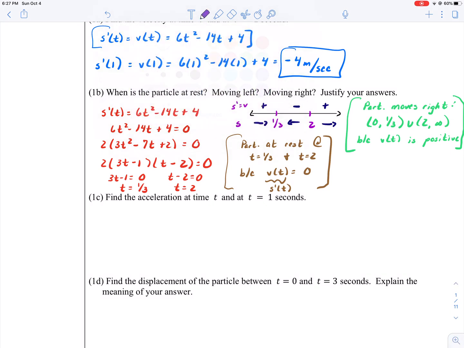And then the particle moving left is just the one interval. You're going from 1/3 to 2. And again, your justification is because your velocity is less than 0, or you could put is negative. But that is your justification. We've got to practice with our justifications at this point in this class.